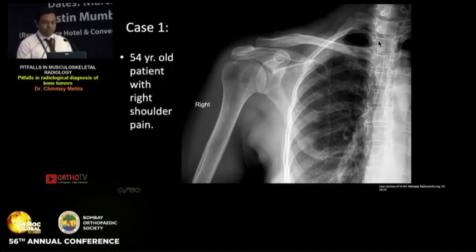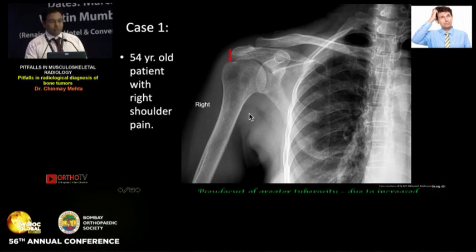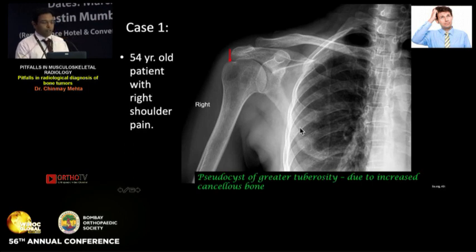Let's look at the first case. Someone complained that there was a lack of images in the previous talk. I'm sure there are many in this. What is this? Is this a lesion? Is this a tumor? Or can we just let this go? So this is a pseudocyst of the greater tuberosity, which is commonly seen due to increased cancellous bone and does not need to be investigated further.